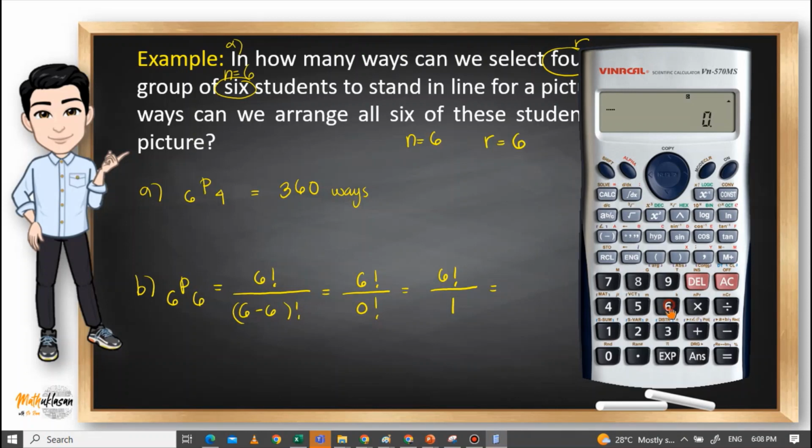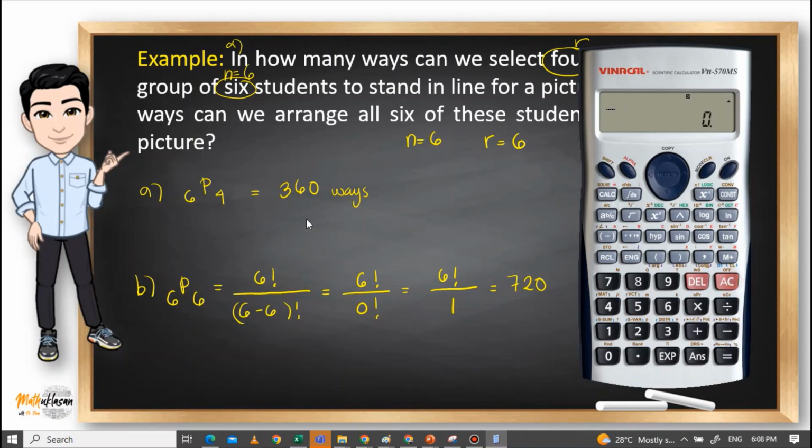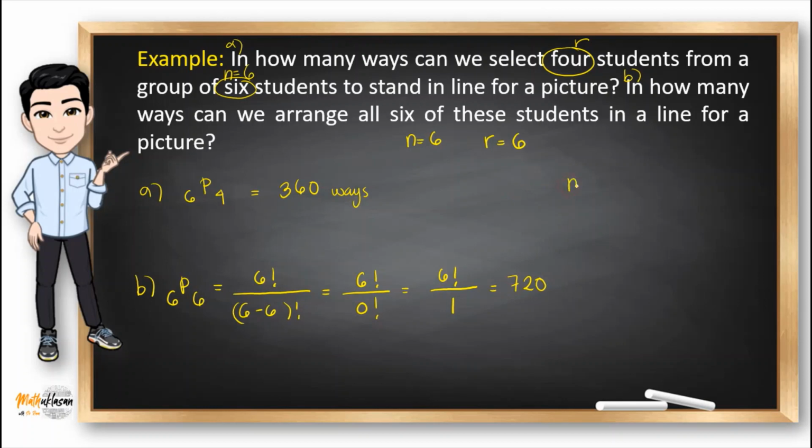You can also use your calculator to solve for 6 factorial. So you just have to look for the factorial symbol. In my calculator, the factorial symbol is above this key, so with shift on this key, I have factorial. So the answer is 720 ways. You can verify it using 6P6 on your calculator: 6 shift P and then 6 will also give you 720. From this example, we have found out that if r is equal to n, then we have nPn, and nPn is just equal to n factorial. Or rPr is just still equal to r factorial.